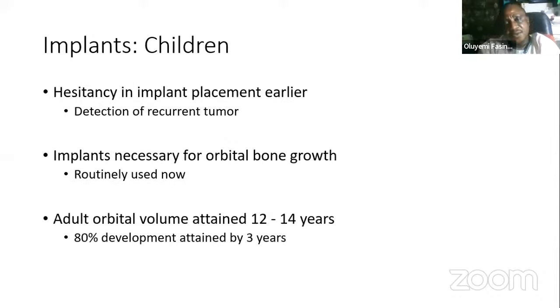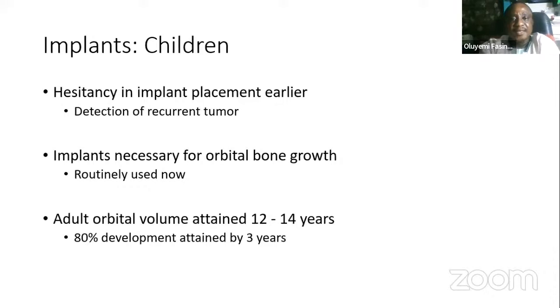In children, of course, we also have eye removal procedures, mainly following malignancies. Retinoblastoma is quite common in this environment too. So initially, there was that hesitance about whether we also place implants following eye removal procedures in children. The reason behind it is that, as I mentioned before, most of the time it is due to tumor. Maybe you remove the eyeball with retinoblastoma. These children may actually develop recurrent tumors, and if an implant is there, it may make it a bit difficult to detect early recurrence of tumor.